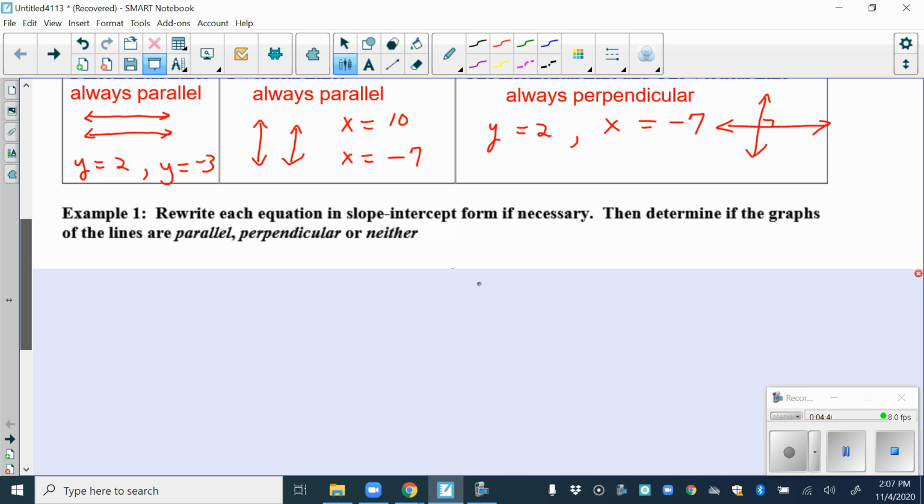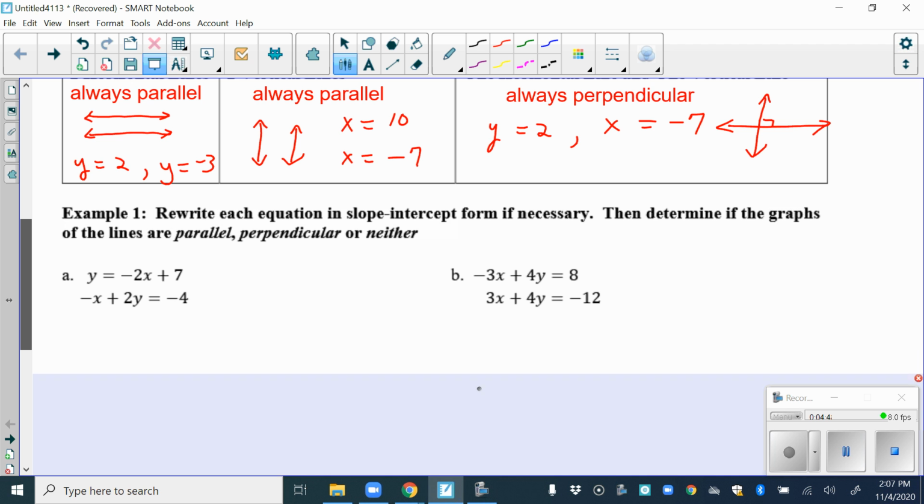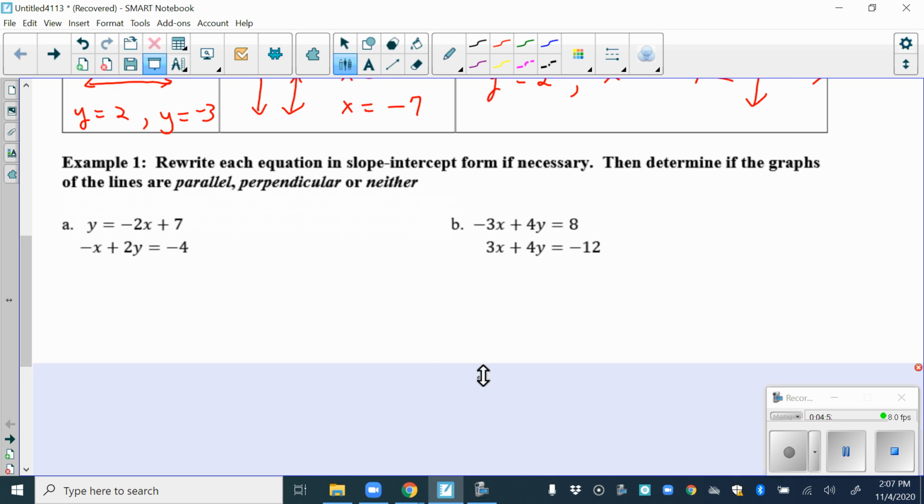All right, let's determine if some lines are parallel, perpendicular, or neither. It says rewrite each equation in slope-intercept form if necessary, then determine if the graphs of the lines are parallel, perpendicular, or neither. Okay, so I've got two lines here. y equals -2x plus 7, and -x plus 2y equals -4.